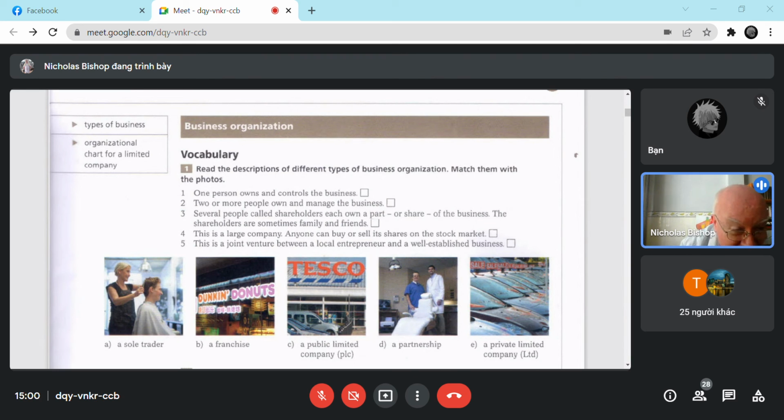And then number 5: this is a joint venture between a local entrepreneur and a well-established business. What picture is that? Number 5. I think it's the franchise. Yeah, B, a franchise. They've got a picture of Dunkin' Donuts there.